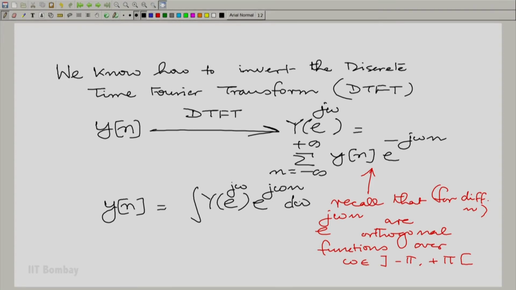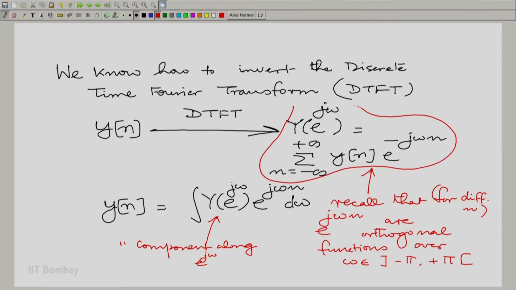So, what are you doing here? The component, that is the interpretation, component. Now, how do we interpret this here? This was an inner product of the sequence y of n with e raised to the power j omega n. What are we doing here?